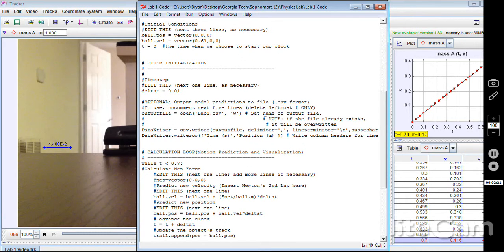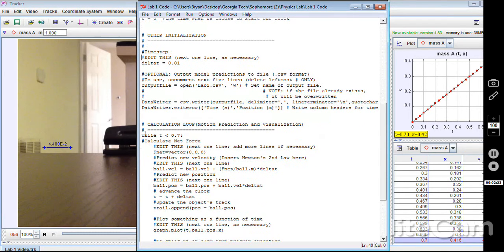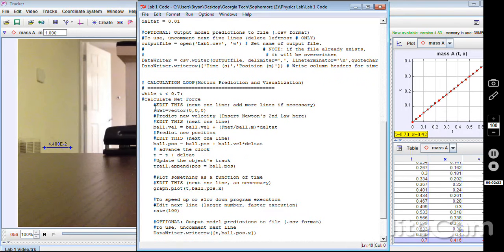Where I implemented the use of Newton's second law was in this part of the code where I set the fnet vector equal to 0 in the x, y, and z direction. I actually use Newton's second law here where I set the ball's final velocity equal to the initial velocity plus the net force divided by the ball's mass times the change in time. This part of the equation right here should ultimately equal 0, so the ball's velocity will not change.